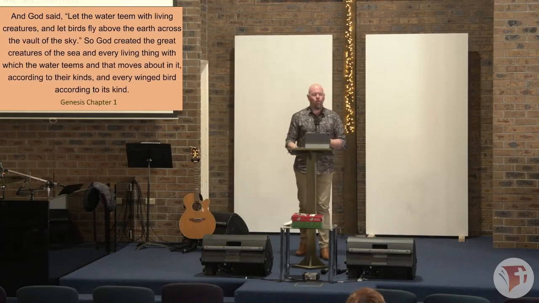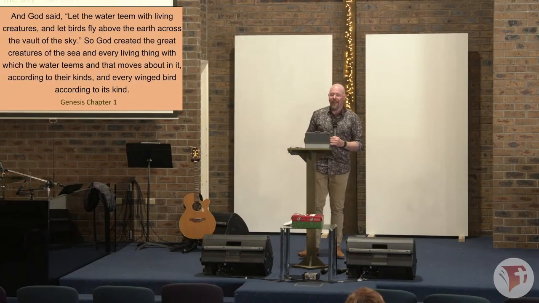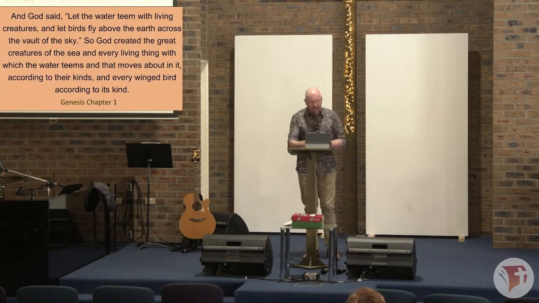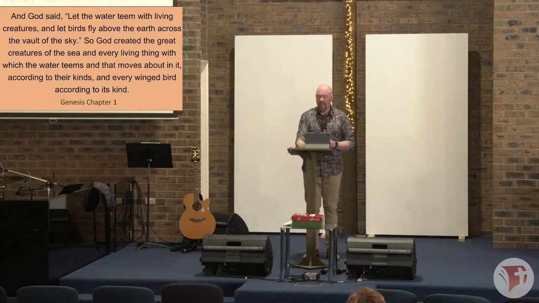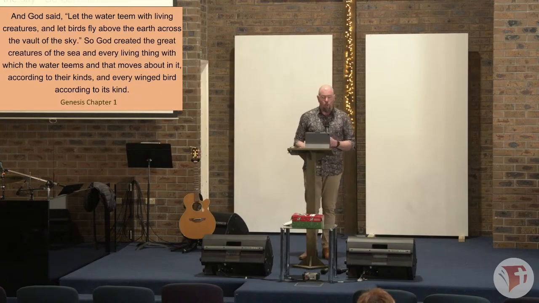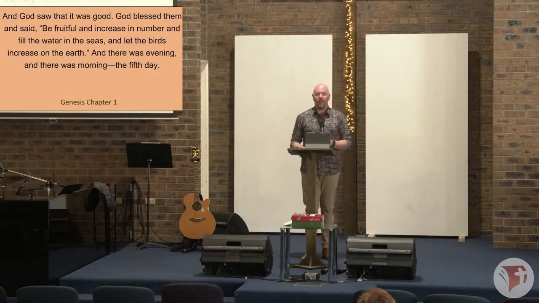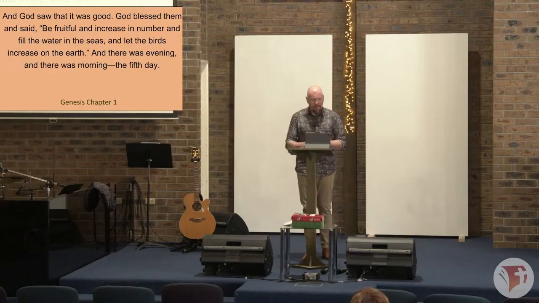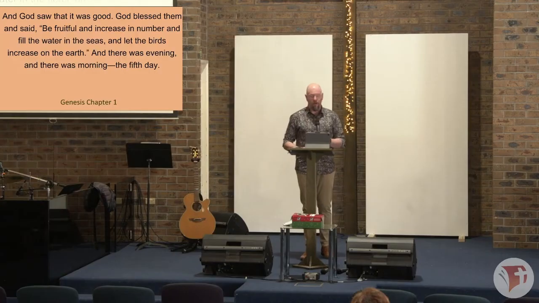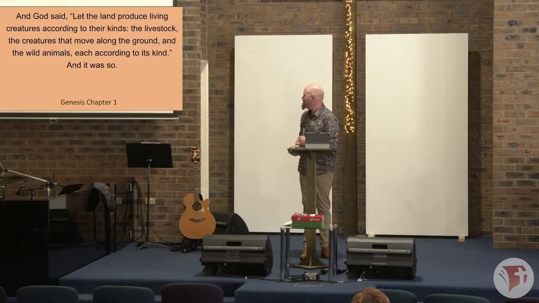And God said, "Let water teem with living creatures, and let birds fly above the earth across the vault of the sky." So God created the great creatures of the sea and every living thing with which the water teems and that moves about in it, according to their kinds, and every winged bird according to its kind. And God saw that it was good. God blessed them and said, "Be fruitful and increase in number, and fill the water in the seas, and let the birds increase on the earth." And there was evening, there was morning, the fifth day.